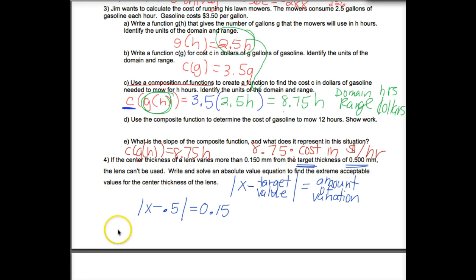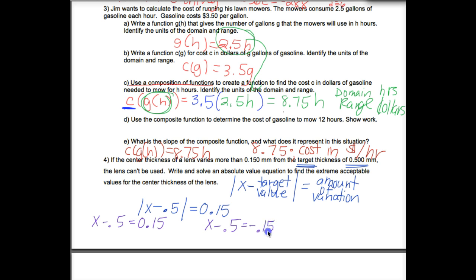Now, it says write and solve. So this is writing. The solving, I want to make sure you guys understand that this should be intuitive. You should know what the answer is, because if it's allowed to vary 0.15 from this number, that means you're allowed to go 0.15 bigger and 0.15 smaller. So you should be able to do that without even having this. So you should know what the answer should be. Now, the actual solution that you have to show, if you need to work backwards from knowing what the answer is, you can certainly do that.